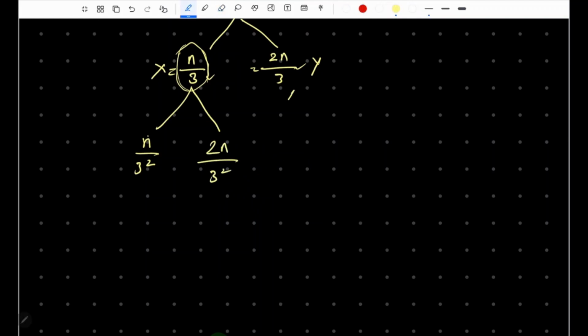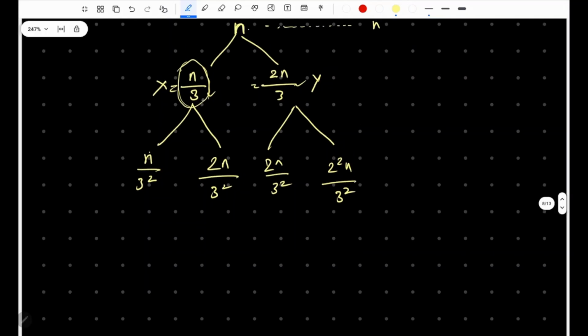The same thing we will do here. If this is y, it will be y by 3 and 2y by 3. If we do the same thing, we will get 2n by 3 square and 2 square n by 3 square. And what will be the cost of dividing this? The cost of dividing n by 3 into n by 3 square and 2n by 3 square will be n by 3. And the cost of dividing the other one into these two will be 2n by 3.